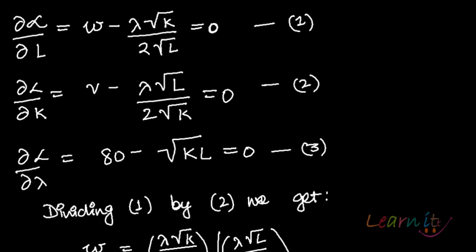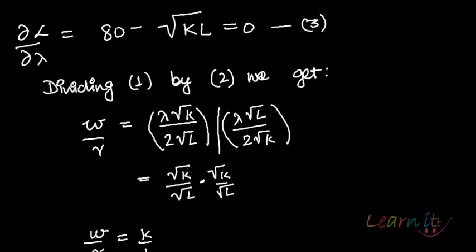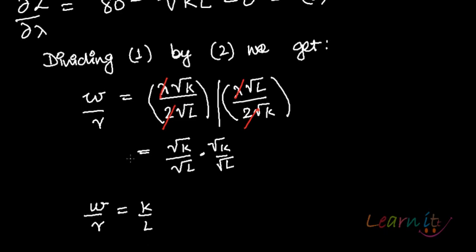Fine. Now if you divide the first by the second, you will get W by R equals lambda root K upon 2 root L divided by lambda root L upon 2 root K. On simplification, lambda will get cancelled out, 2 will get cancelled out. Root K by root L upon root L by root K. So it could be written as root K by root L into root K by root L, which is W by R equals K by L.